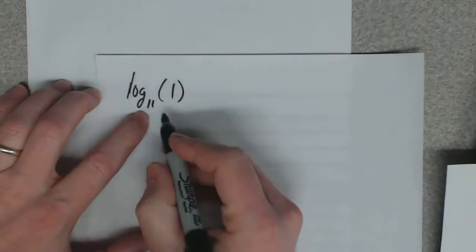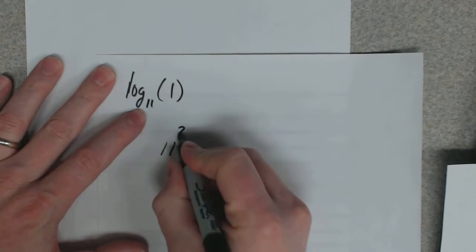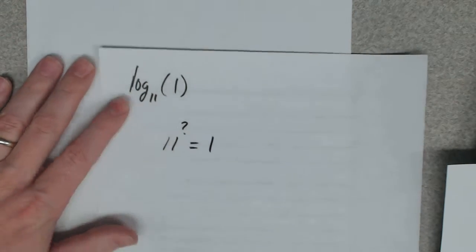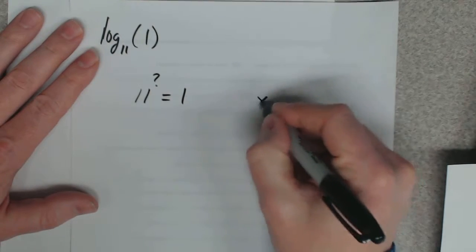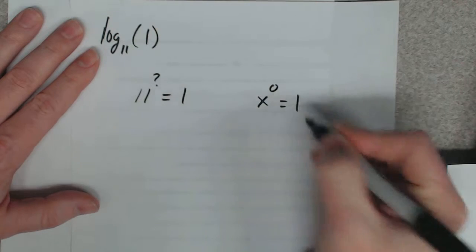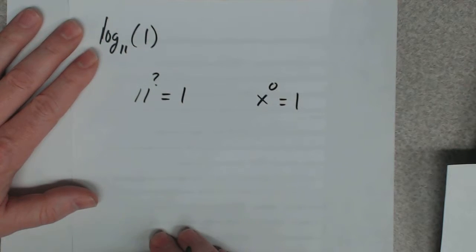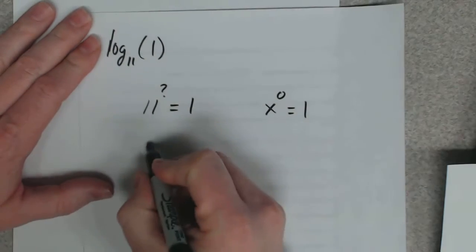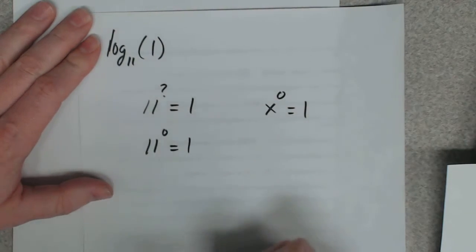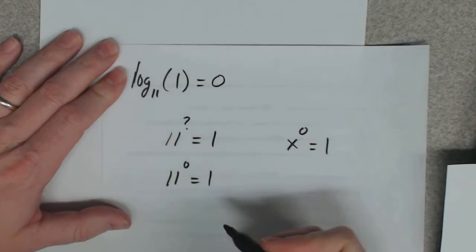Okay, next one. Log base 11 of 1. 11 to some power is equal to 1. Now, that might be tricky. Okay, well, how in the world do you get 1? Recall, we talked about before, anything to the 0 power is 1. So what does this have to be then? It's got to be 0. This guy is equal to 0.